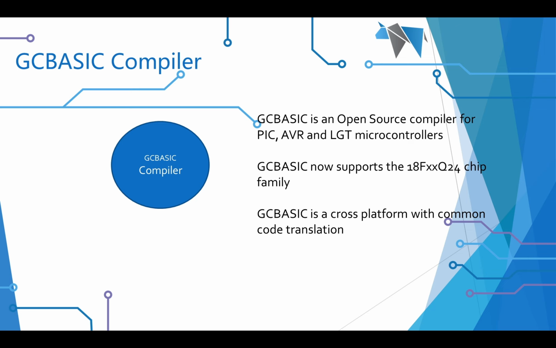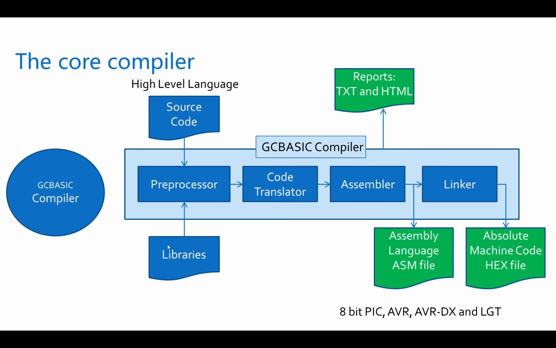So as we touched on this, it's an open source compiler, supports Q24, and it's a common platform with common code translation. And that means that it will work inside of MPLAB-X. How does that happen? Well, typically what we do is we take your source program, we pre-process it with some libraries into a code translator, we assemble it for your target chip, and we write out an assembly file, an ASM file. But we don't stop there. We then assemble that through a linker, and we produce a hex file.